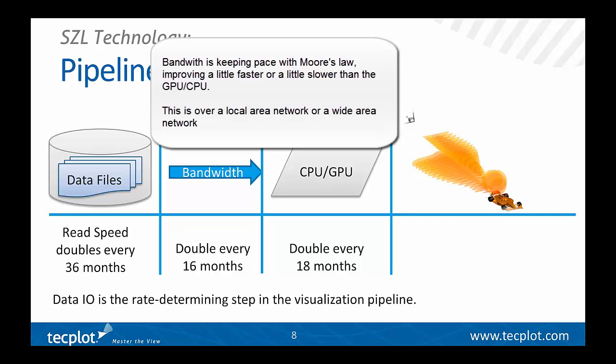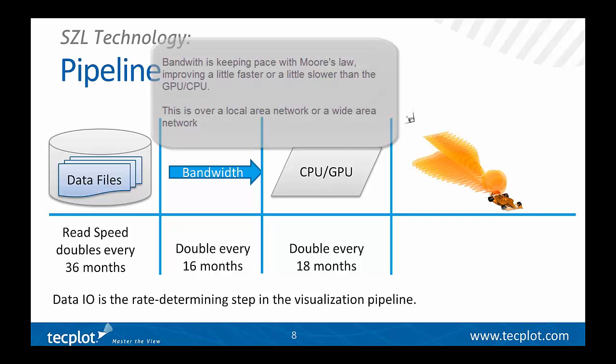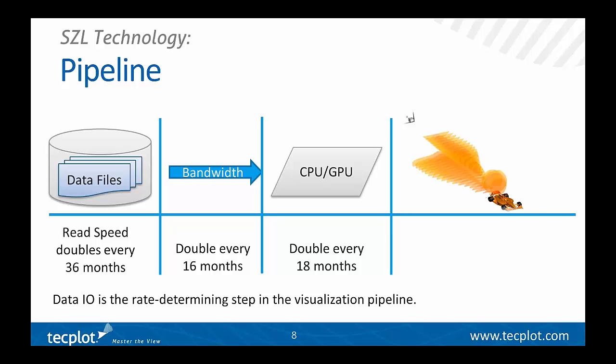This is over a local area network, or wide area network for that matter. The reading of the data file, however, is only doubling speed every 36 months, much slower than the CPU and the GPU. So the data I/O is the rate determining step in the visualization pipeline, and will continue to be, and actually will become more and more so as time goes on.